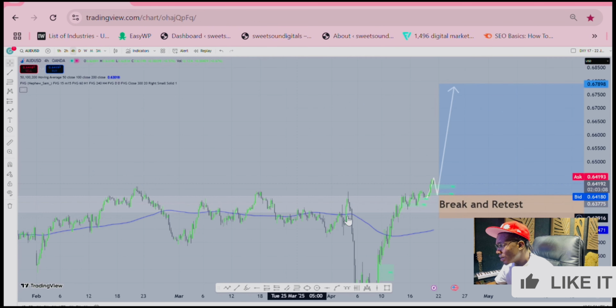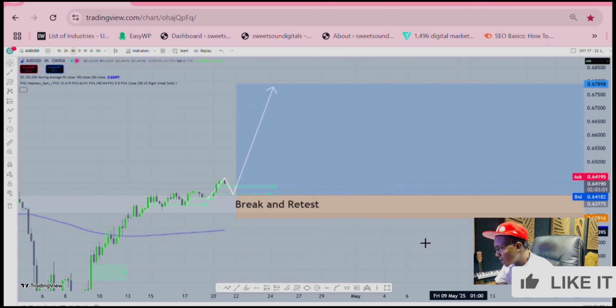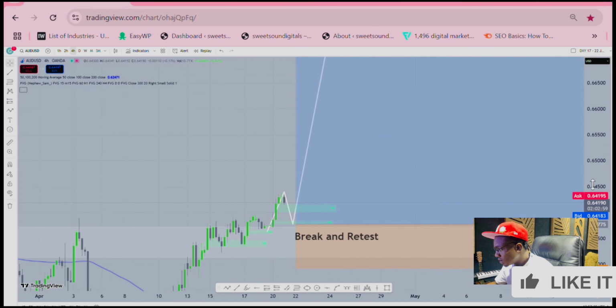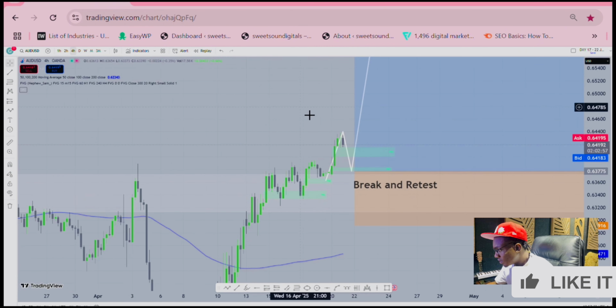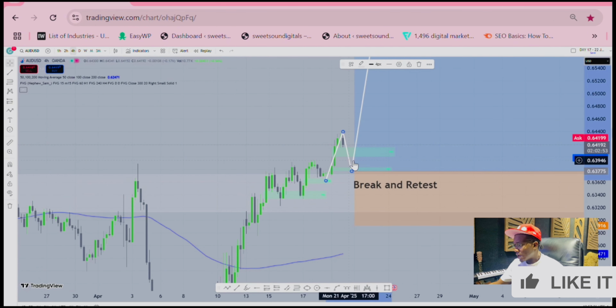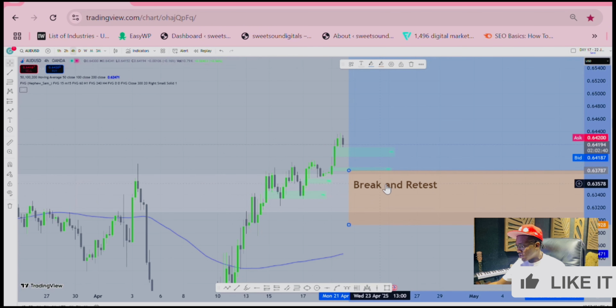So this is step 1. We've identified this strong area of support. It has been broken. Now we'll zoom in. We're waiting for price to come back and retest, which is what we're waiting for here. The break is on the 4 hour. Each candle here is 4 hour, and we're waiting for the retest. Very simple setup. Then retest, and we enter this trade. So it's a break and retest trade.